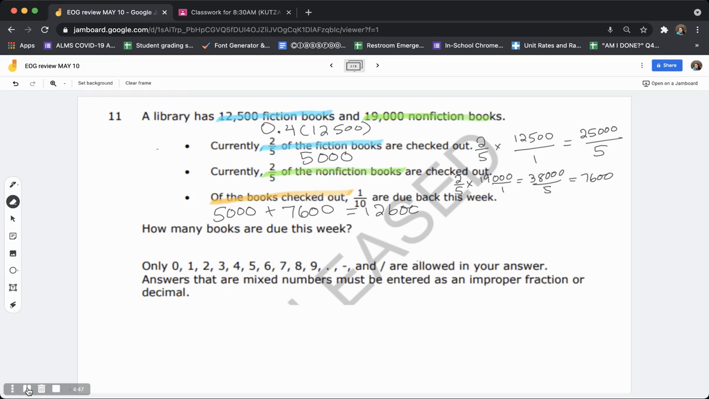So I can multiply that by a decimal as 0.1, or I can multiply it as a fraction, 1 over 10. Either way, you will get the same answer. So 12,600 times 1 gives us 12,600 over 10. And if I divide 12,600 by 10, I can simply just cross off a 0 here. That's going to give me 1,260 for my final answer.